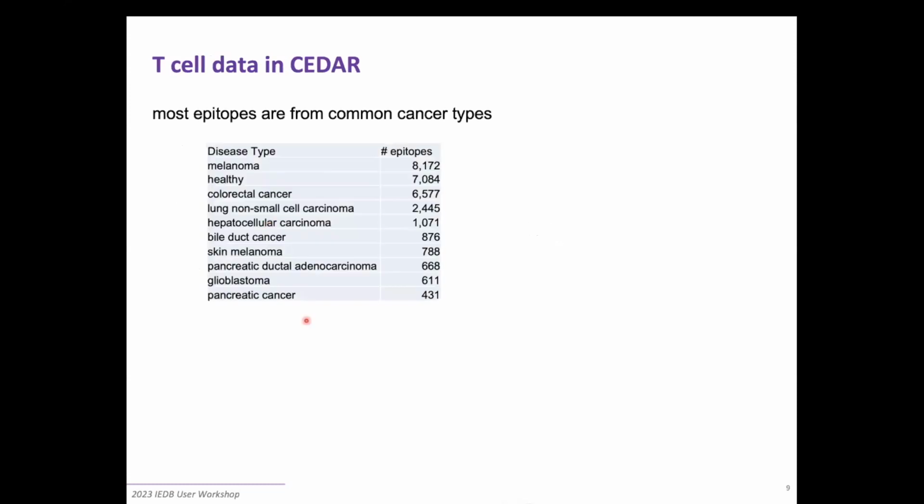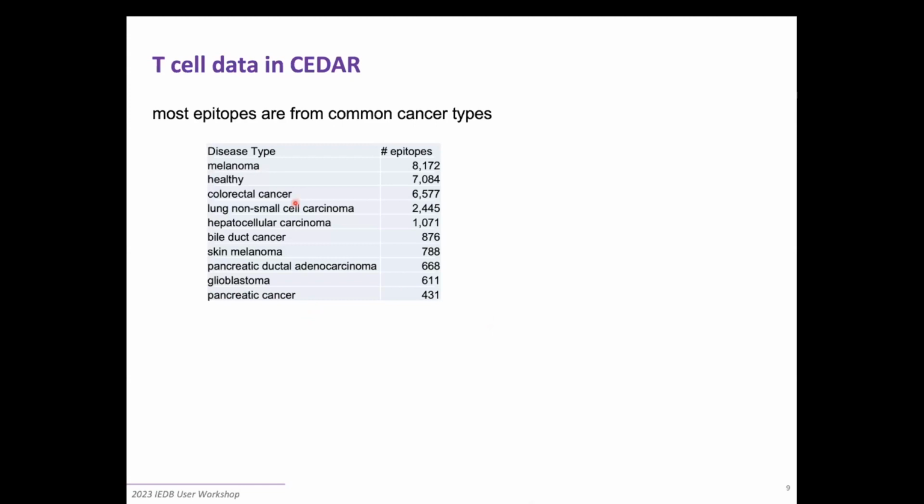When we have a look at the T-cell data we have in CEDAR right now, we can see that most epitopes are from common cancer types. Here we have the top 10 disease types in terms of how many epitopes have been curated. As you can see, we have melanoma, which is skin cancer, colorectal cancer and lung cancer, and these are all cancer types that occur most frequently in the population, so they are very heavily studied.